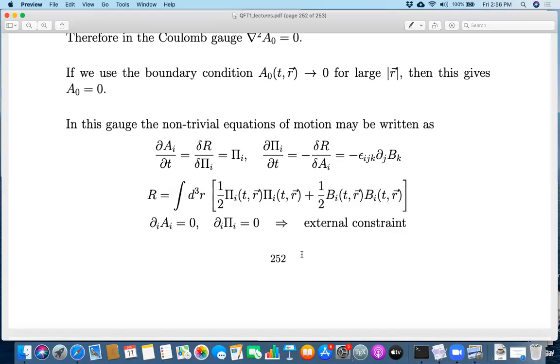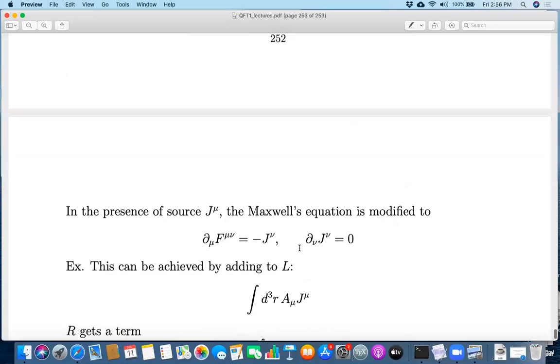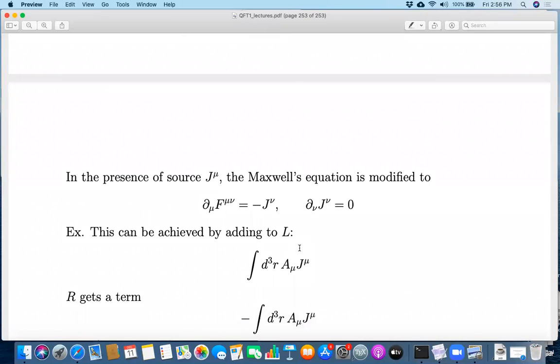But maybe before I finish, let me say one thing, keeping in mind the generalization, because ultimately you also want to couple it to sources, like the Dirac field, for example. Whatever we did goes through without much change, even if you have a source term in Maxwell's theory. In the presence of the source term, Maxwell's equation has the structure del_mu F^{mu nu} equal to minus j^nu, where j^nu is automatically conserved. It's a consequence of applying del_nu on this side: the left hand side vanishes, so the right hand side better vanish also. So j^nu is a conserved current.